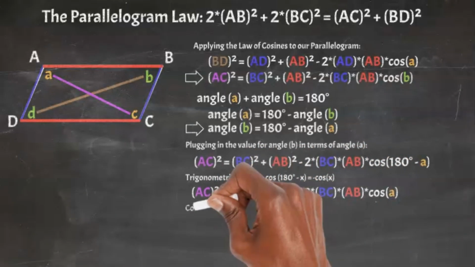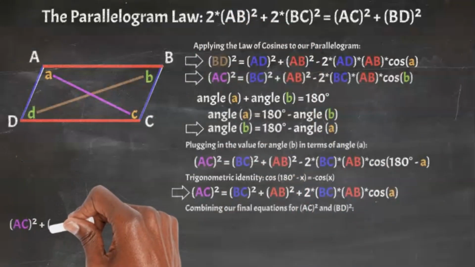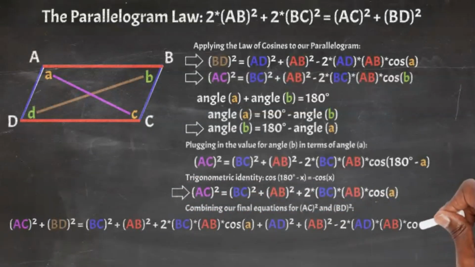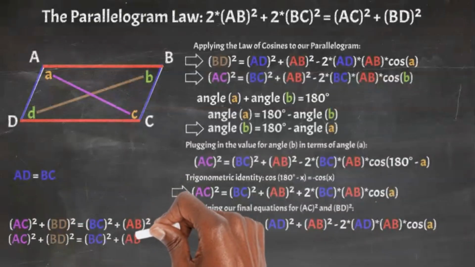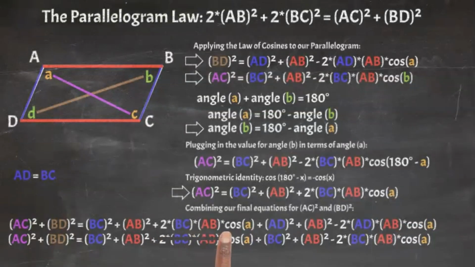Now we can combine the equations for the squares of AC and BD together. Writing out this equation, we recall previously that the length of side AD equals the length of side BC. Plugging in BC for AD allows us to cancel out significant portions of our equation.